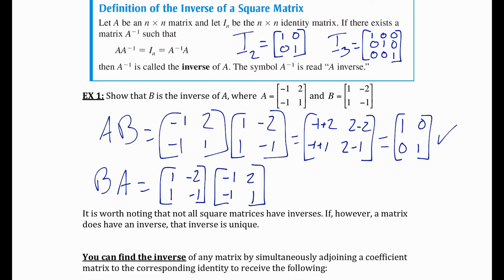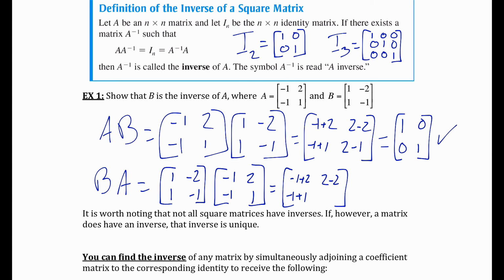Now we do the same thing, starting with the first row times the first column. 1 times -1 gives us -1, and then -2 times -1 gives us positive 2. Now the first row times the second column: 1 times 2 gives us 2, and then -2 times 1 gives us -2. Now the second row times the first column: 1 times -1 gives us -1, and -1 times -1 gives us positive 1.